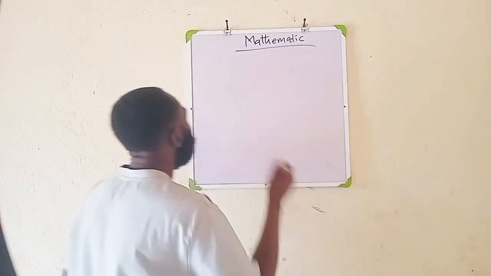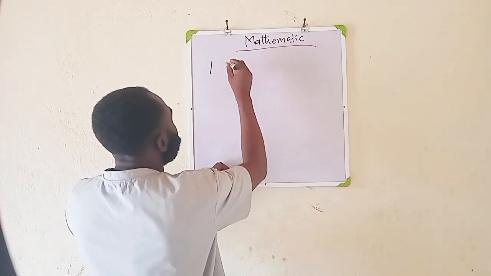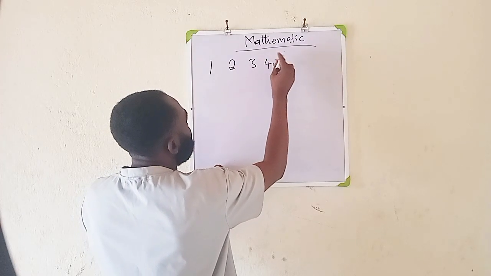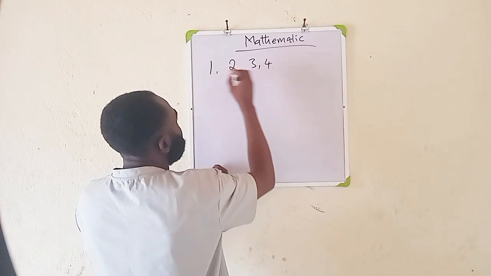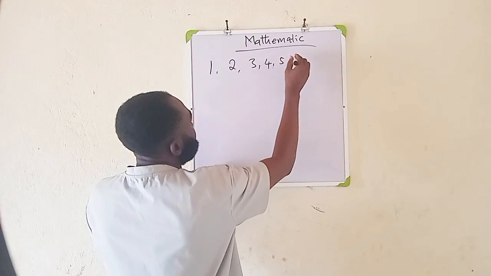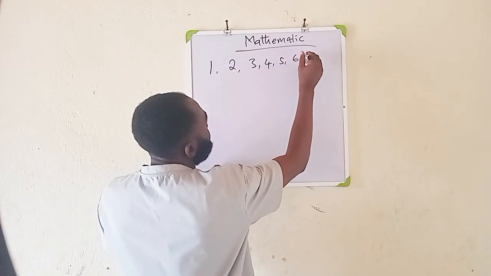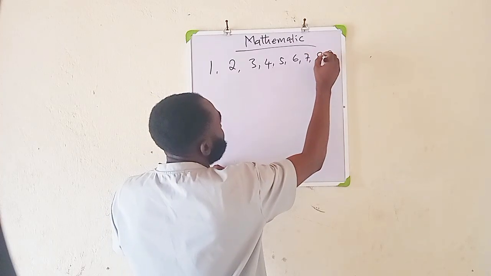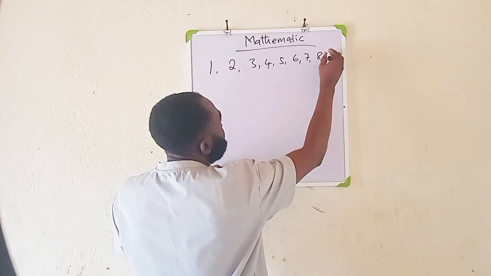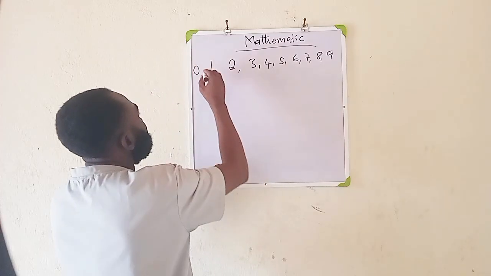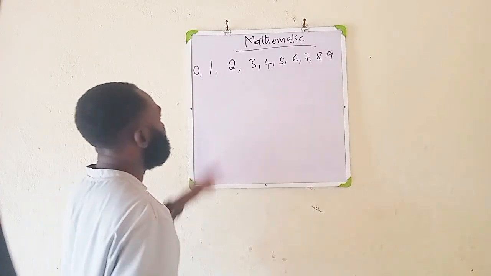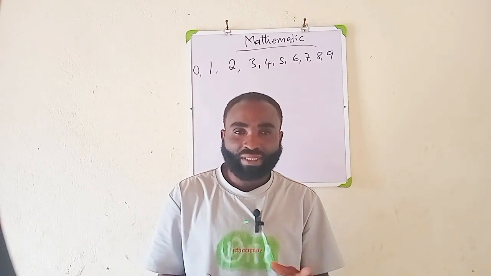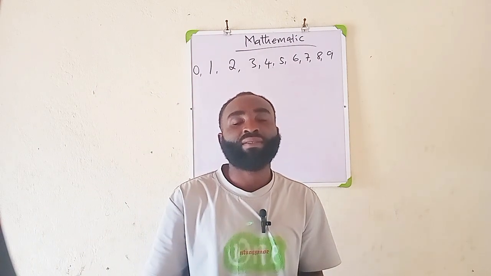Like for example, 1, 2, 3, 4, 5, 6, 7, 8, 9. I think 0, yes. From 0 to 9, that is base 10. That is the usual base we use in mathematics.